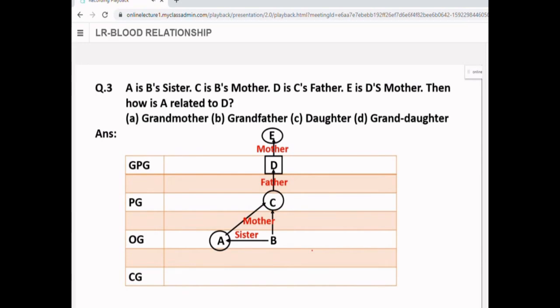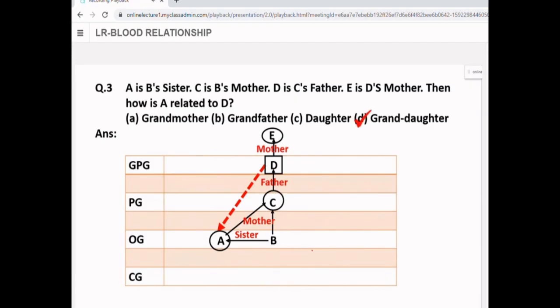Then how is A related to D? So why have they given that E then? Just to mislead you, to confuse you. Nowhere do we require that. A's mother is C and C's father is D. Answer: D to A. A is what? Granddaughter. Correct.